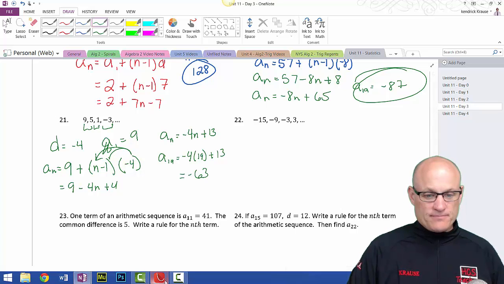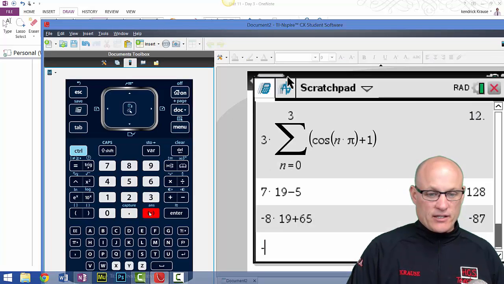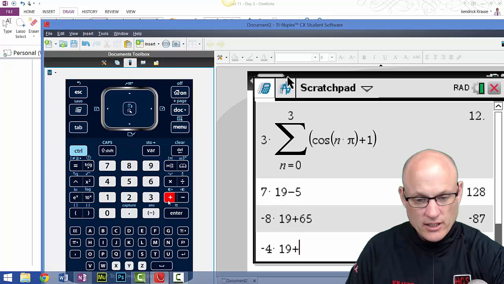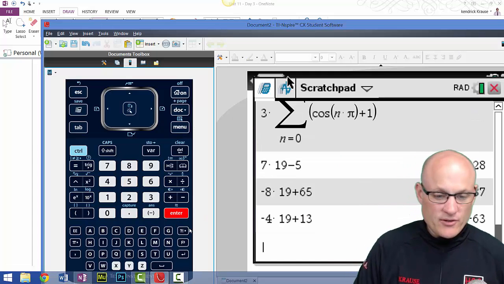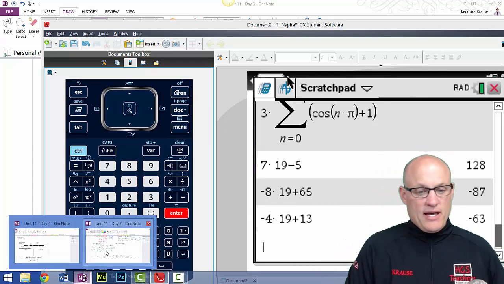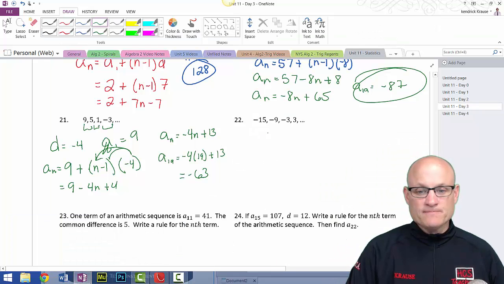I can check it. Why not? Negative 4 times 19 plus 13. Negative 63. Oh my gosh. The math is just unbelievable. Let's see. Oh, these are hard.